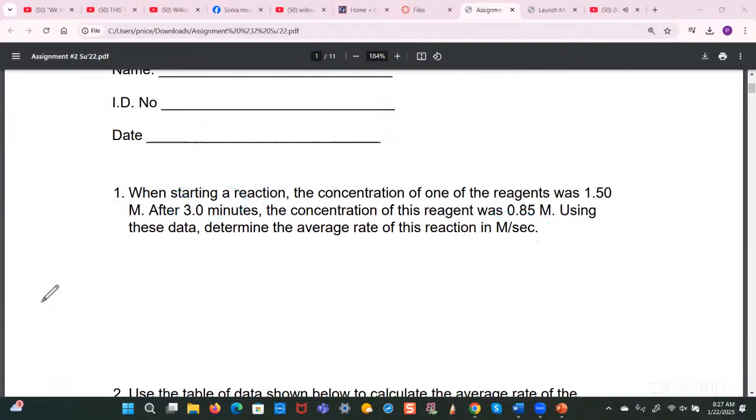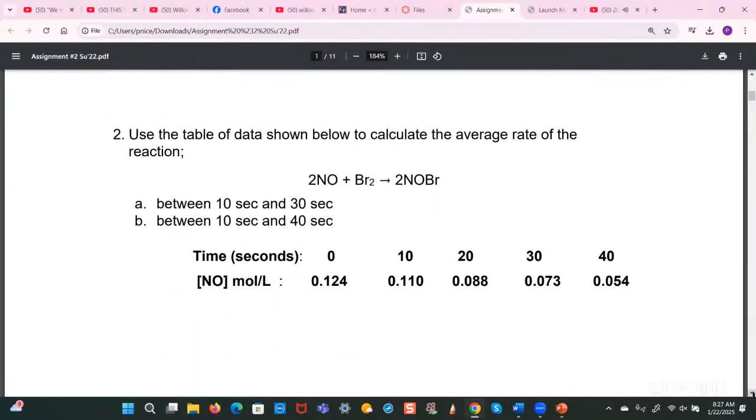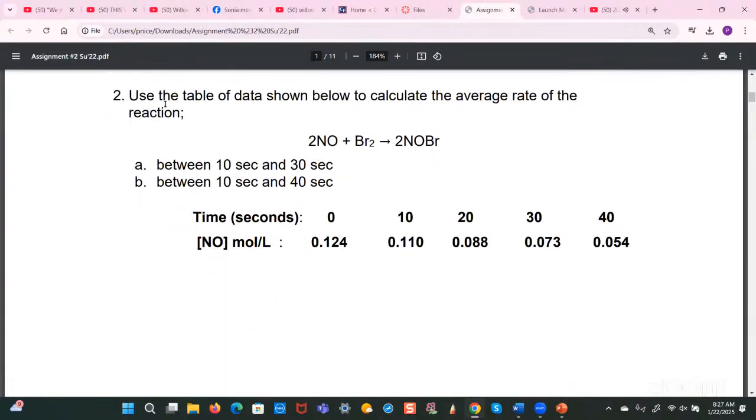And let me scroll down to number 2. So number 2 gives you an equation, and it says, use the table of data shown below to calculate the average rate of the reaction, A, between 10 and 30 seconds, okay? How would you think we should do that?